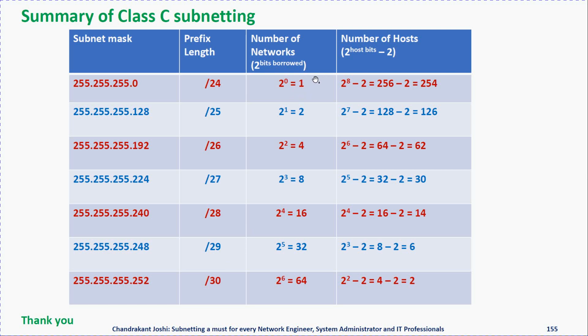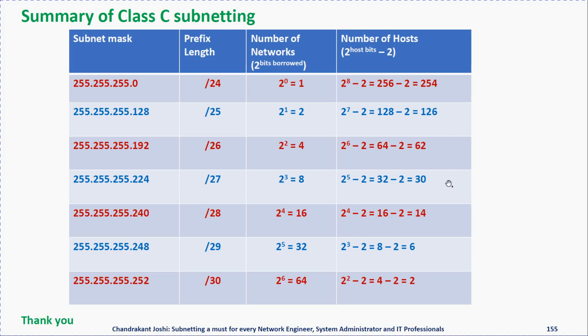So the number of networks increases. In fact, it becomes twice what it was previously: 1, 2, 4, 8, 16, 32, 64. In class C, these are the only numbers of networks that we can get by subnetting the default class. And the number of hosts per subnet decreases as we increase the borrowed bits. With an increase in the number of networks, the number of hosts decreases. That should be all for class C subnetting.